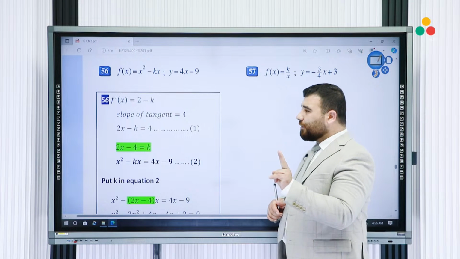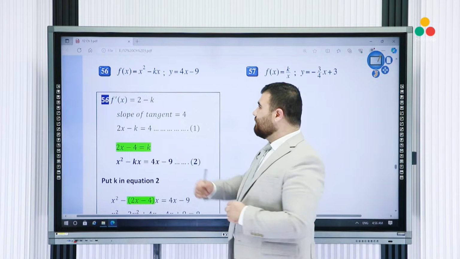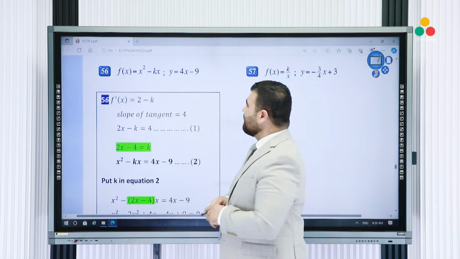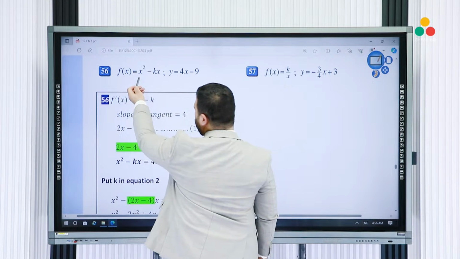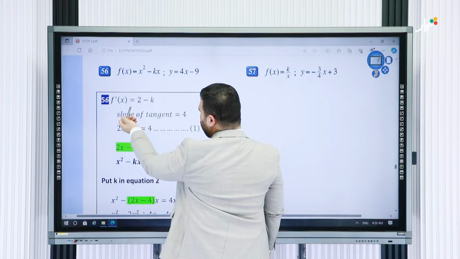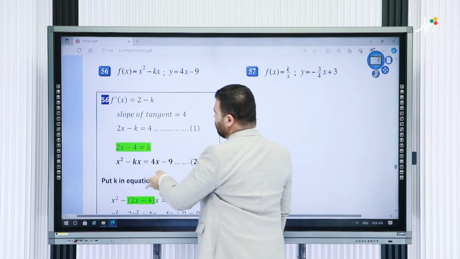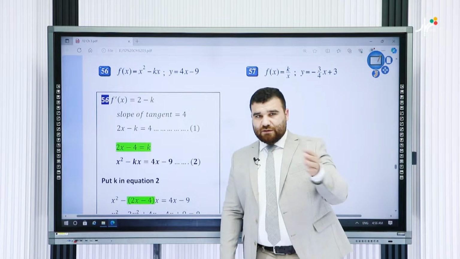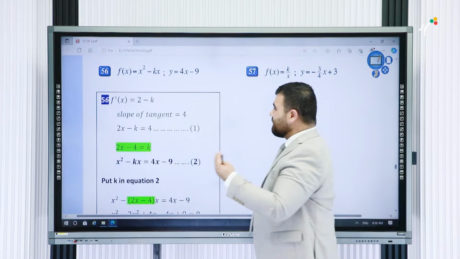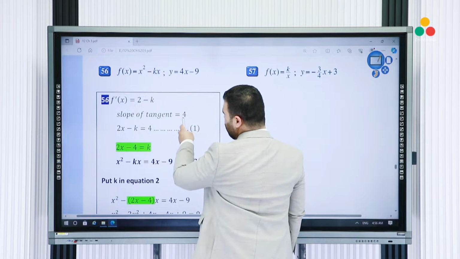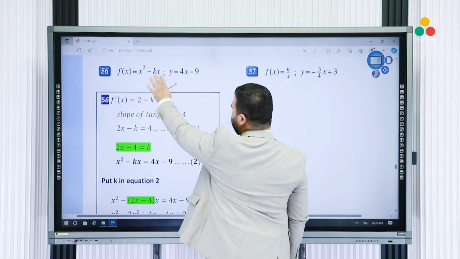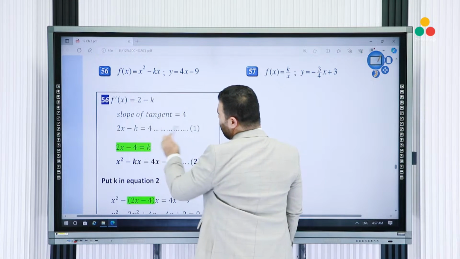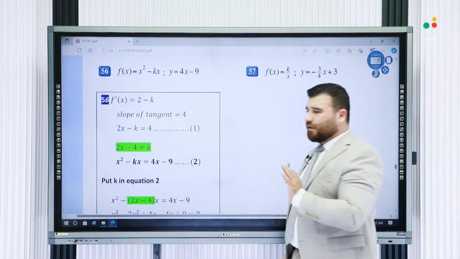Okay, we are going to equate two things. Firstly, find derivative of both sides. Derivative of this side is 2x minus k. Derivative of this side is 4. We know derivative is slope. Derivative of 4x minus 9 means slope is 4. We equate derivative of this equal to derivative of this. So 2x minus k equal to 4. This is equation 1. Leave this.